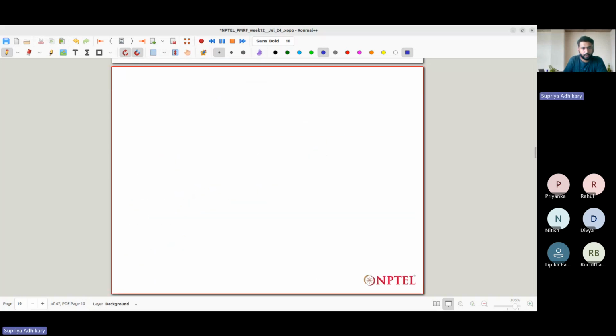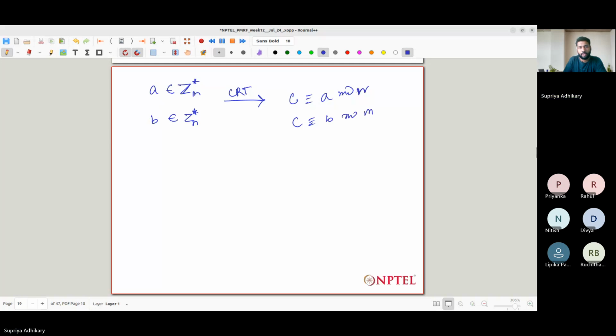Now conversely, we have to prove that if we consider these two elements, A belongs to Zm star and B belongs to Zn star, then using the Chinese remainder theorem, we can have a C such that C is congruent to A mod M and C is congruent to B mod N. And C belongs to Zmn.